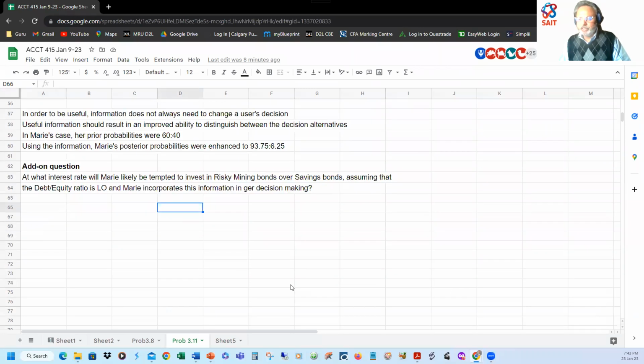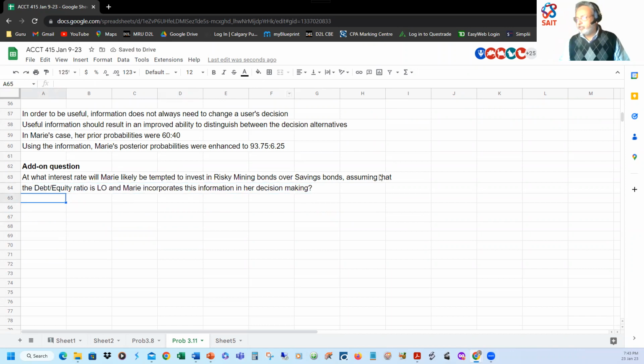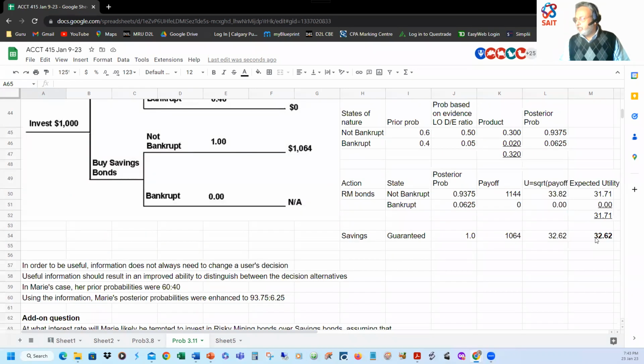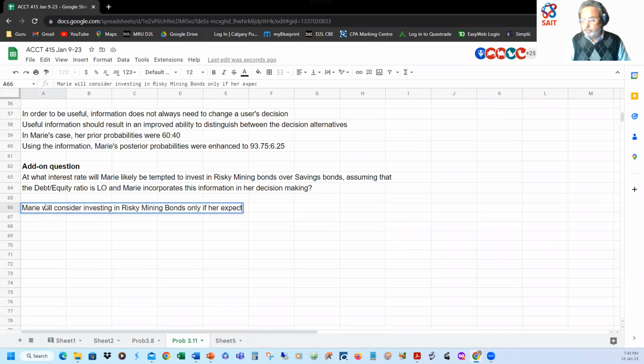So just addressing this add-on question, at what interest rate will Marie likely be tempted to invest in risky mining bonds over savings bonds, assuming that the debt to equity ratio is low and Marie has incorporated this information in her decision making. Well, a way to make sense of this type of question is you've got to work backward and see the expected utility needs to exceed, right? So Marie will consider investing in risky mining bonds only if her expected utility exceeds that from investing in the savings bonds.